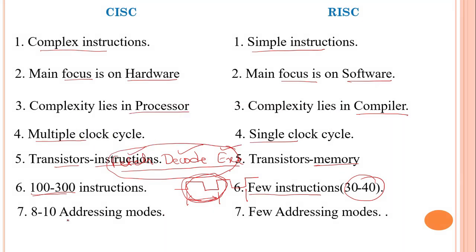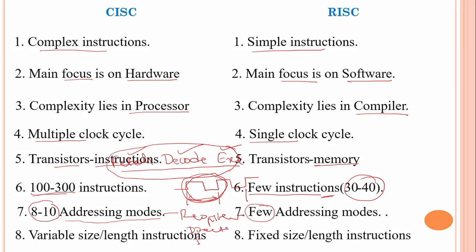The addressing modes. The meaning of addressing mode is how the processor will fetch the data either from the input devices or from the memory. How the data will be fetched for the operation is called the addressing mode. We have different types of addressing modes: register addressing mode, direct addressing mode, indirect addressing mode, base index addressing mode. So in the case of the CISC processor we have 8 to 10 addressing modes, but in the case of the RISC processor we have very few addressing modes because we have a very small number of instructions.